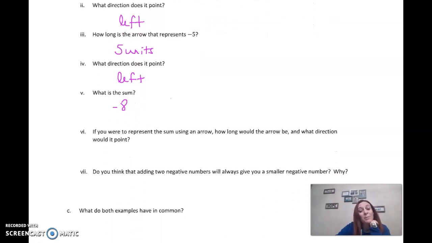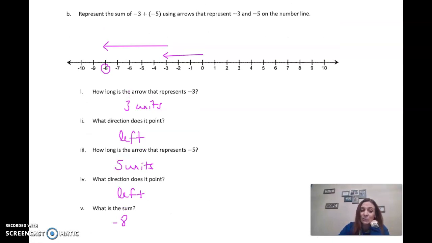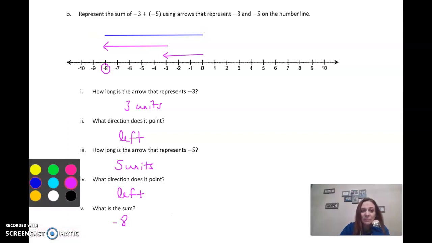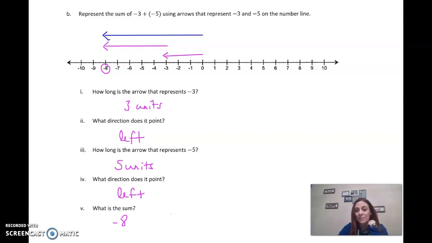So if you were to represent the sum using an arrow, how long would the arrow be and what direction would it point? Well, if I go from 0 to where both arrows end up, looks like 1, 2, 3, 4, 5, 6, 7, 8. 8 units.